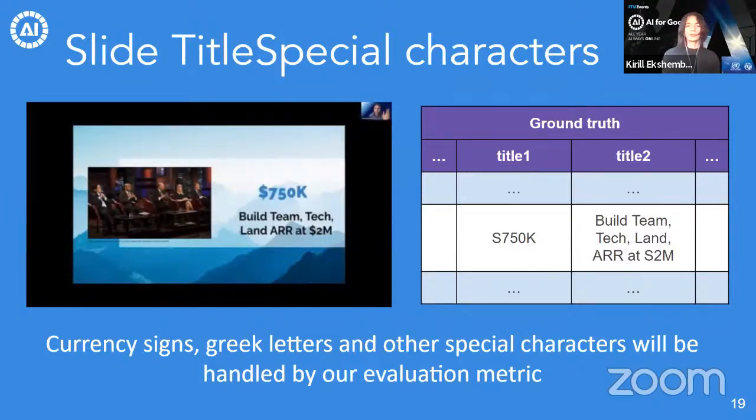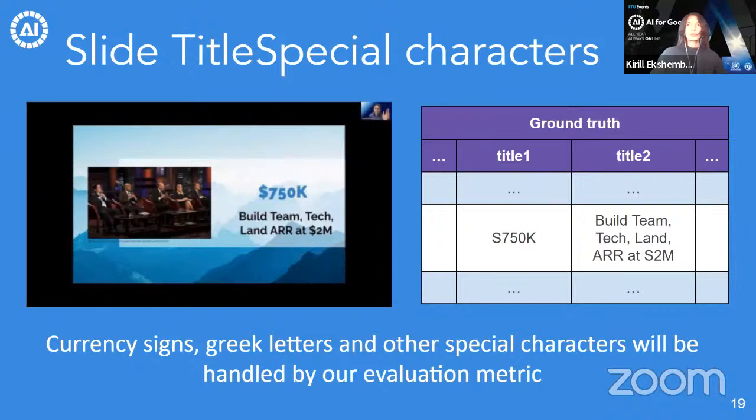Some titles feature special characters which are not very compatible with optical character recognition software. One of the problems which one could encounter is that when you try to read the $, it would be recognized as an S, and the same goes for Greek letters and any kind of non-standard character. To tackle this, first we would provide you with an evaluation metric which normalizes every title, both in ground truth and in prediction, by converting such special characters to a normal form.